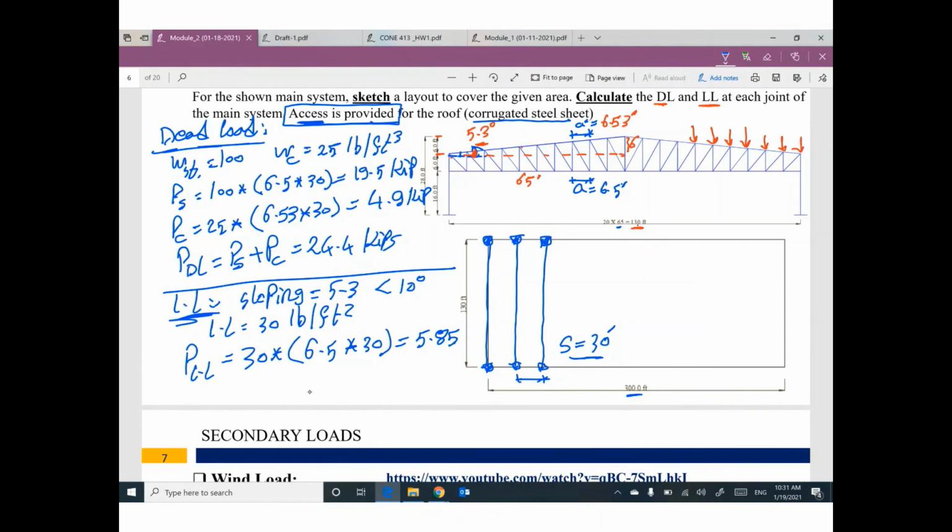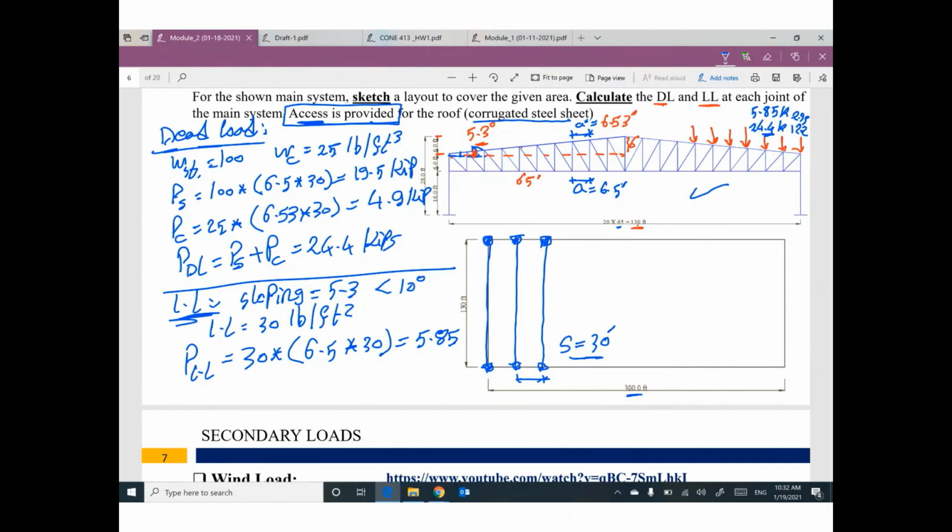So your final answer, your value here will be 24.4 kip as a dead load, 5.85 kip as a live load, and your value at this edge will be 12.2, half this value, and the other value for live load will be 2.93 kip. So finally, I give you a truss problem, like you learned in structural analysis.